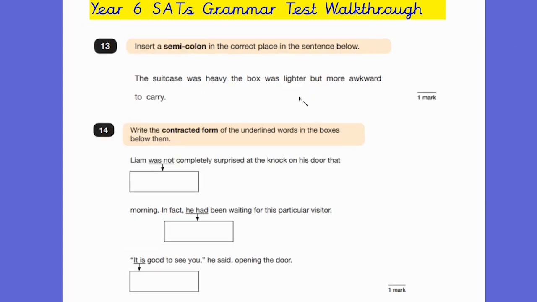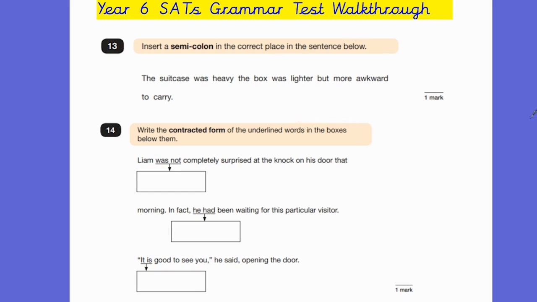Number 13, insert a semicolon in the correct place in the sentence below. Now, I know that a semicolon goes between two main clauses, so I'm looking for two main clauses. The suitcase was heavy, the box was lighter, but more awkward to carry. Now, it should go here between heavy and the box. Now, what some children did in my class this year is they added a comma before but there, which is fine, but they are only looking for this semicolon.